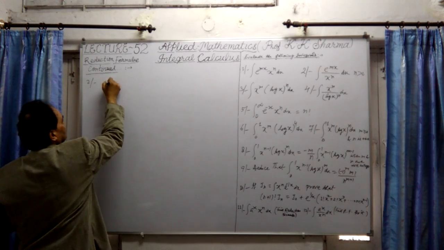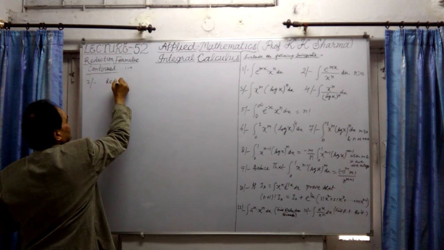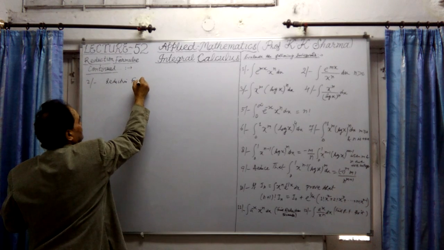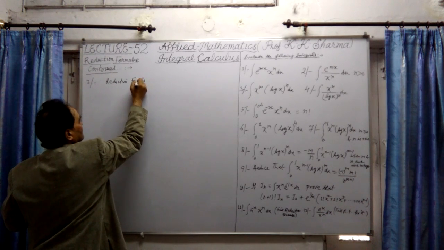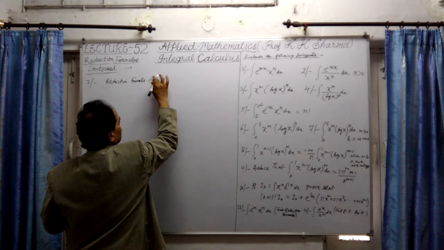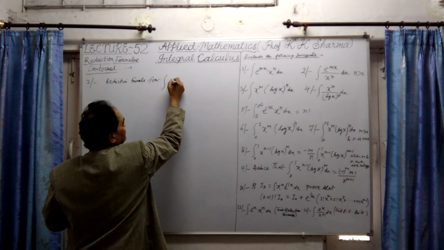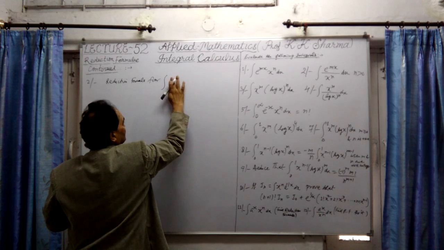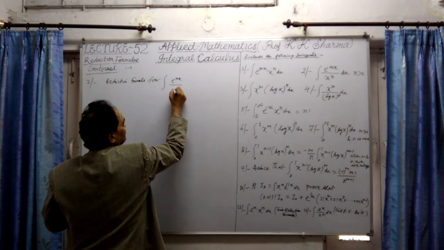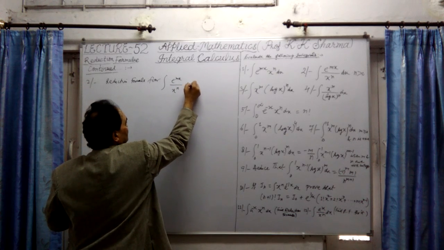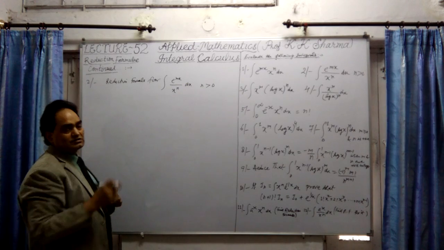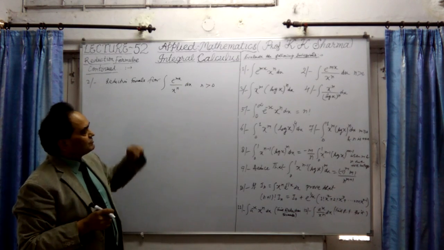Second, the reduction formula for the integral of e to the power mx divided by x to the power n dx, where n is greater than 0. This is the second question here. What is the reduction formula for this?